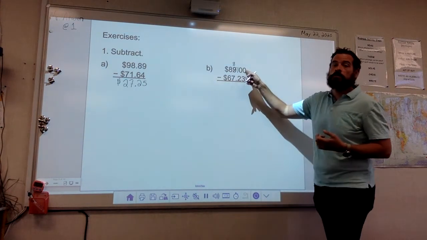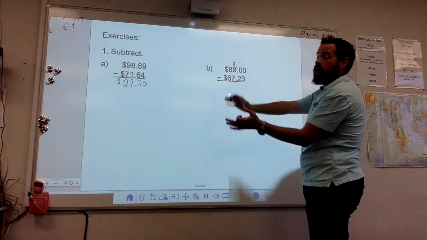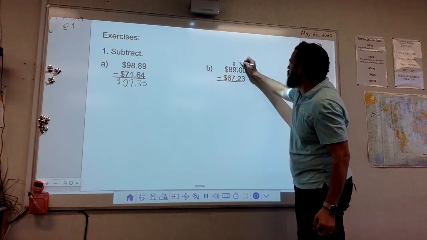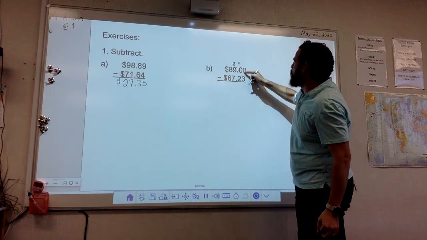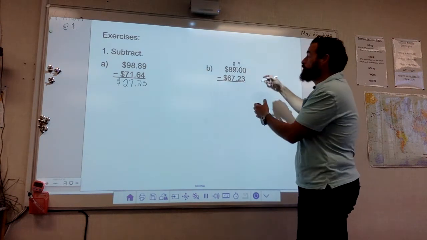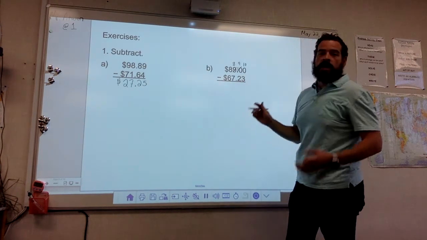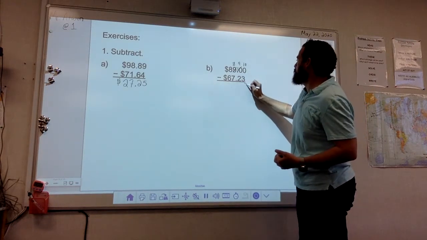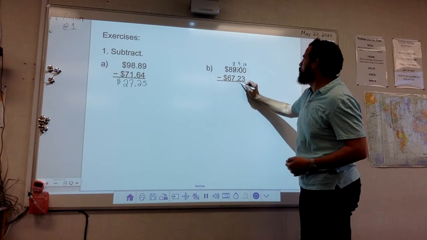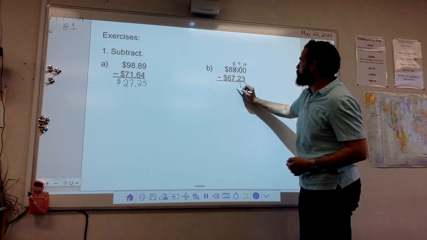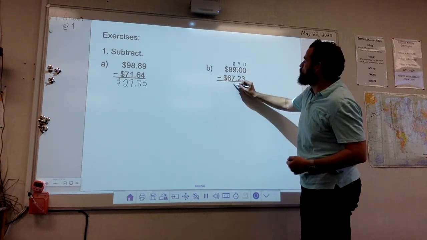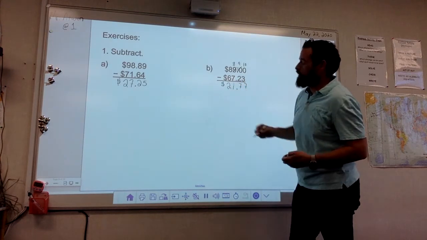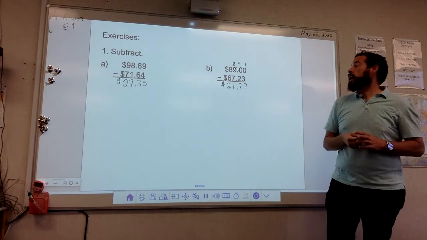However, I still have a 0 here, so I'm going to need to regroup again and move some numbers over to the right. So I'm going to cross out that 10, make it a 9, and now this, all the way in our hundredths column, becomes a 10. And now I'm ready to start my subtraction. So 10 minus 3 is 7. 9 minus 2, also 7. Decimal point. 8 minus 7 is 1, and then 8 minus 6 is 2. So that gives me an answer of $21.77.